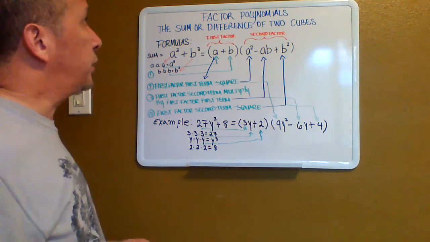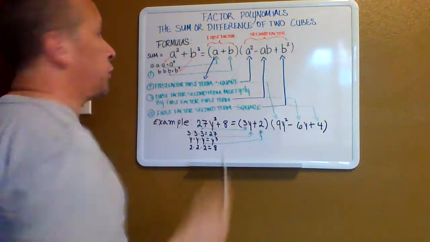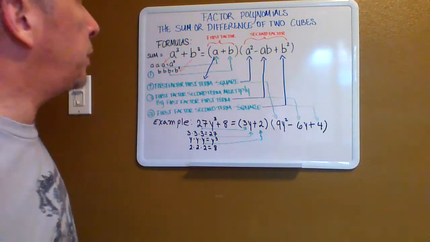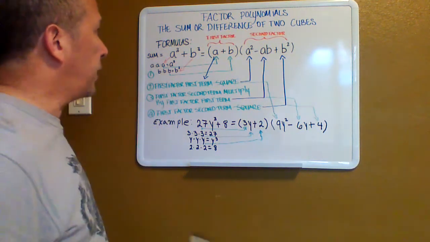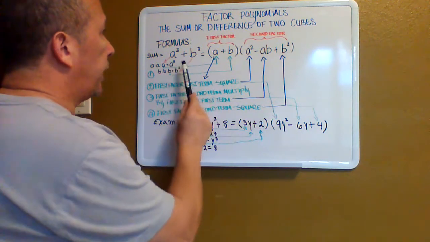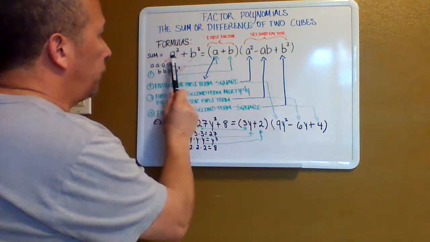Today we will talk about factoring polynomials, the sum or difference of two cubes. The first part of this video, we will be talking about the sum formula. Okay, this is the formula to get the two factors when factoring a sum of two cubes.